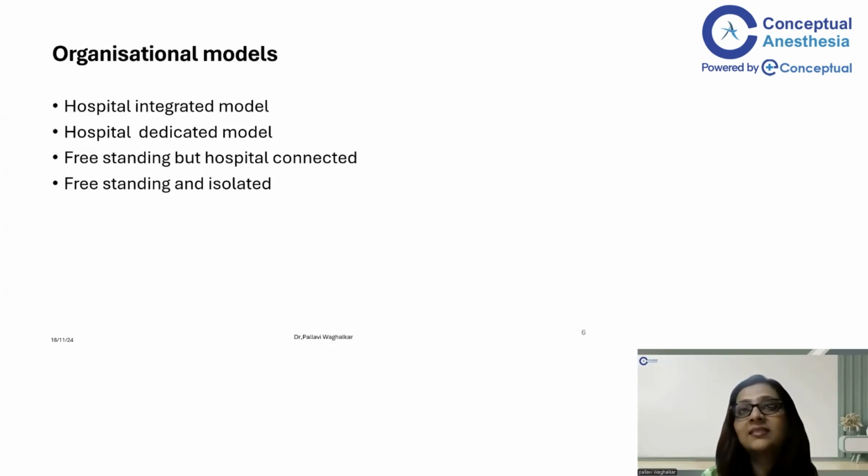So daycare anesthesia, or ambulatory anesthesia, or ambulatory surgery, nowadays there is a concept in the US and in the UK also, and in many other countries, that there are different models of these units. So there are hospital integrated models. That means there is a tertiary level hospital or a secondary hospital, and there are these daycare units or ambulatory surgery units.